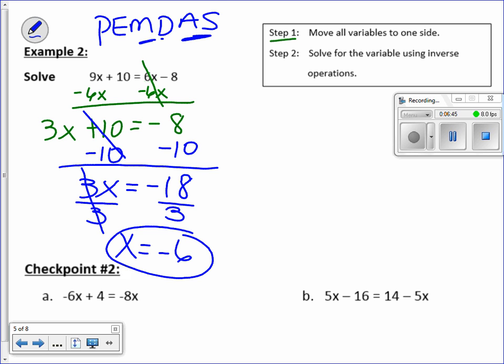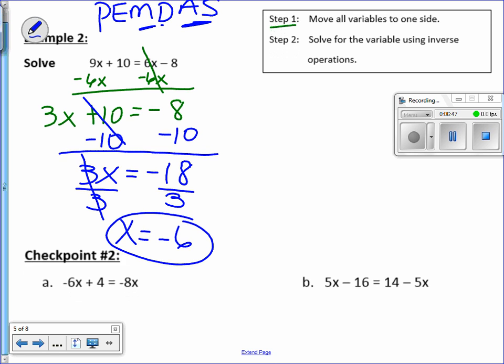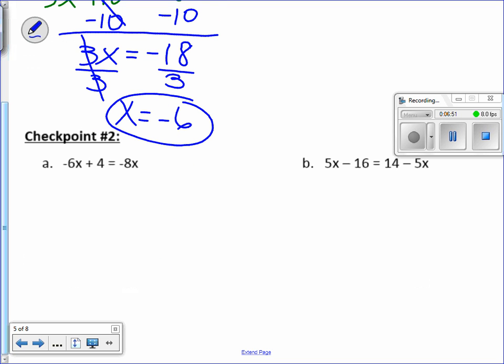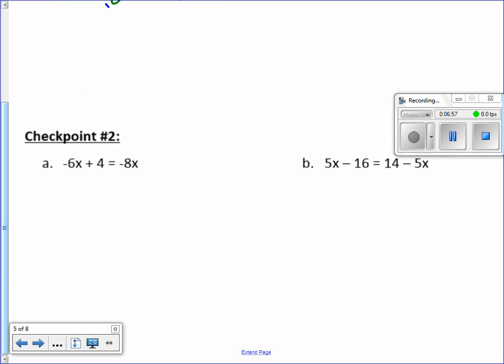Now I'm going to work out one of these checkpoints. I think we're going to work out checkpoint 2 for you guys. Let's look at checkpoint 2, or checkpoint 2A. So if we look at this, notice we have variables on both sides of that equal sign. Our rule says that when in doubt, move all variables to the left.